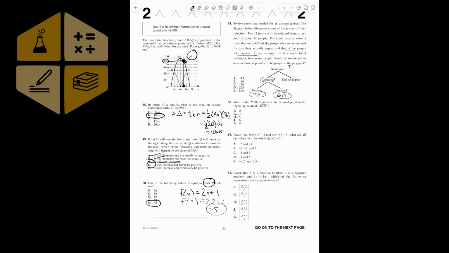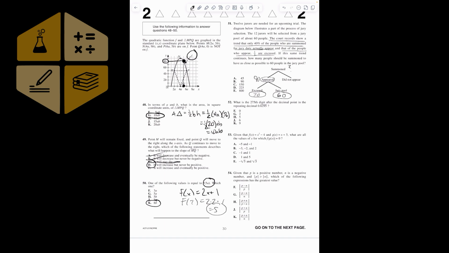Okay, so that's a total of 90 who appear. Because if 90 appear, 1/3 are excused, that's 30, because there's 60 in the jury pool. So now we know that 90 appear. This sentence here says the court records show a trend that only 40% of the people who are summoned for jury duty actually appear. So this number of 90 is 40% of some bigger number.